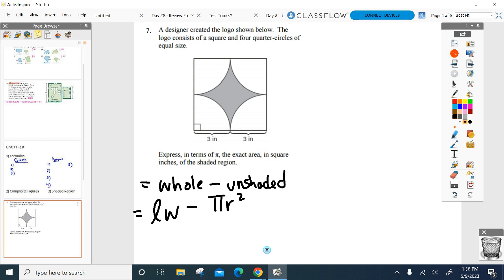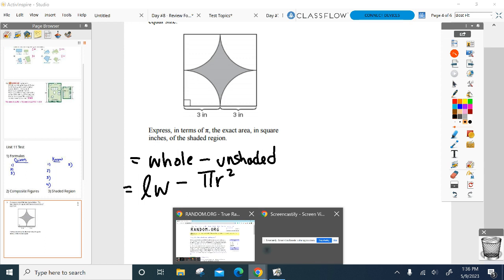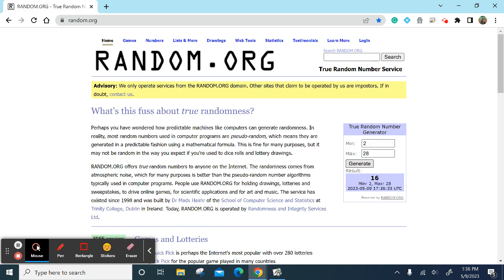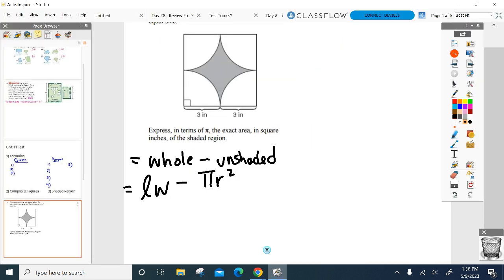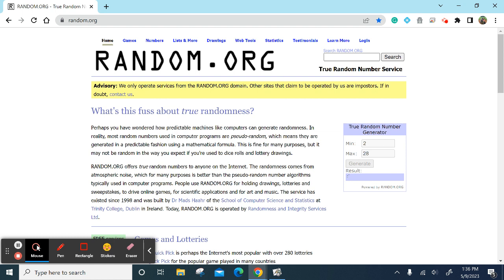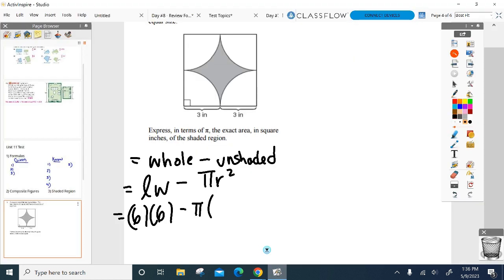Can you help me get these values? What are the length and the width of this square? Look at the diagram. 6, length and width. Good. So 6 by 6 minus pi. What's the radius length here? 3. Yep. Thank you. 3 squared. I didn't hear the first part, Nick. All right, so we're good. Let's keep going here.